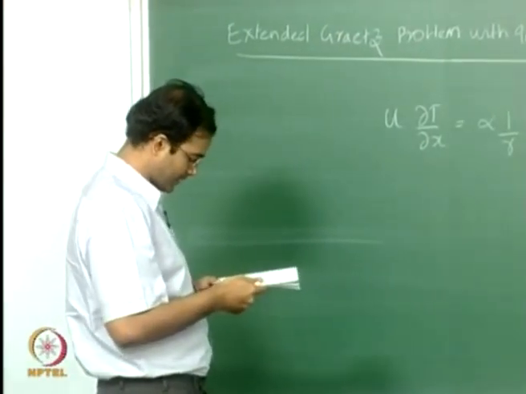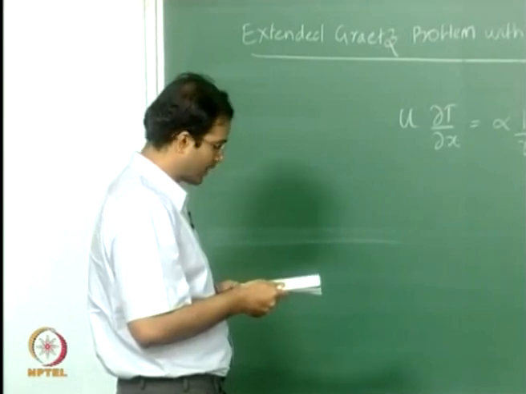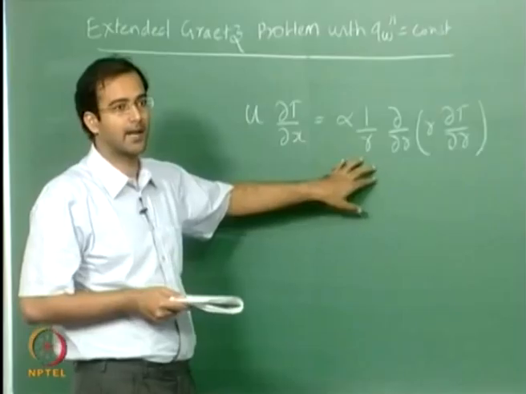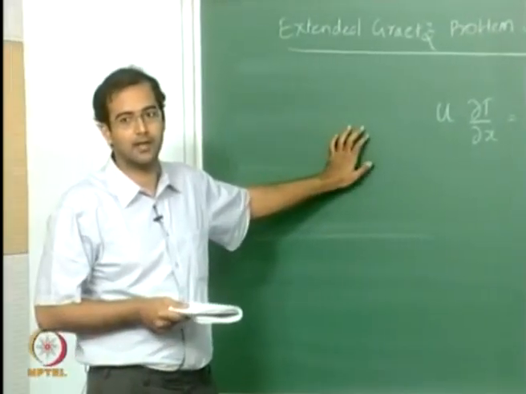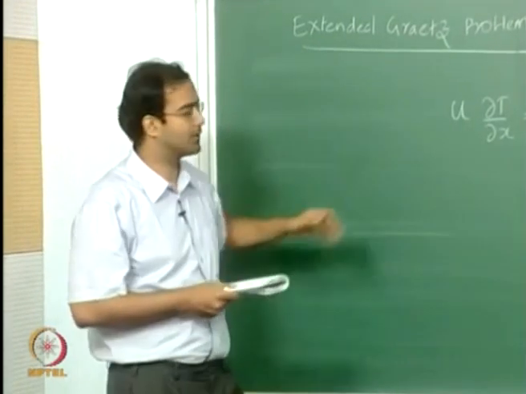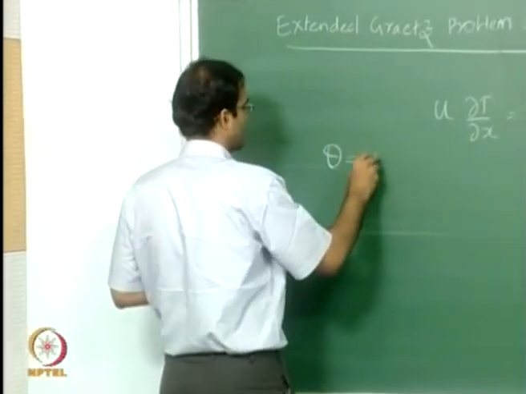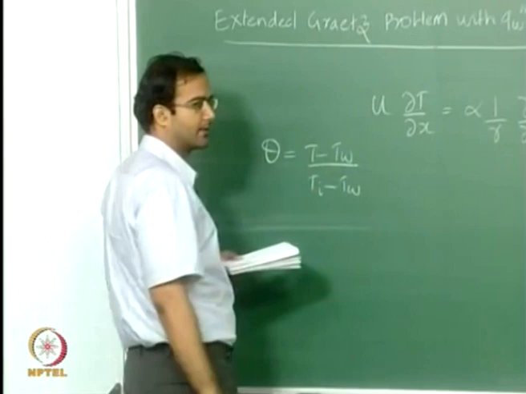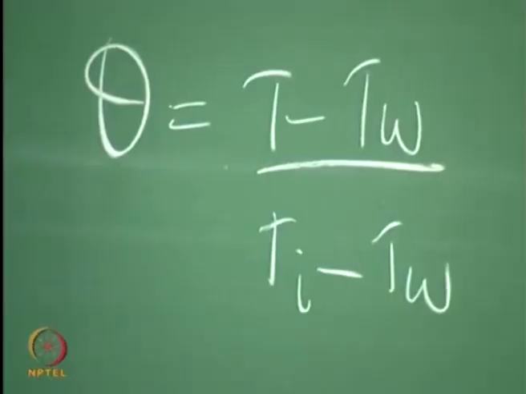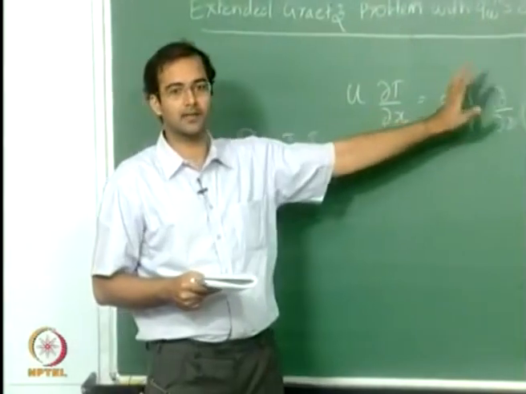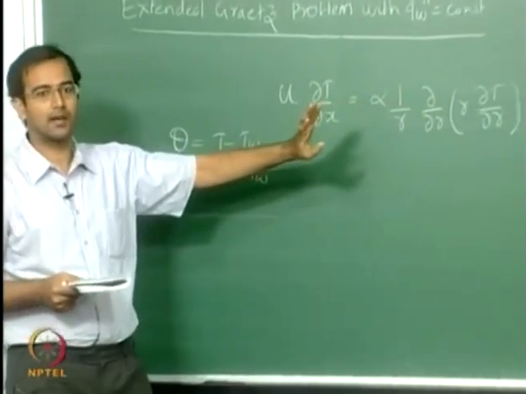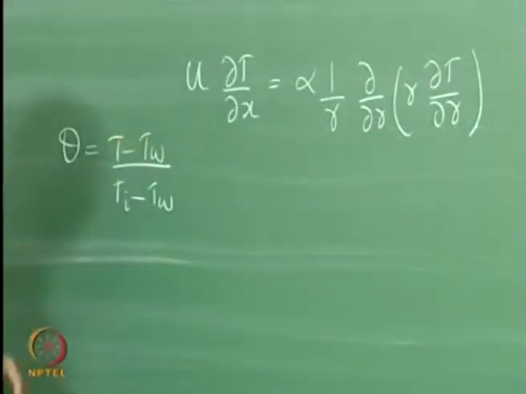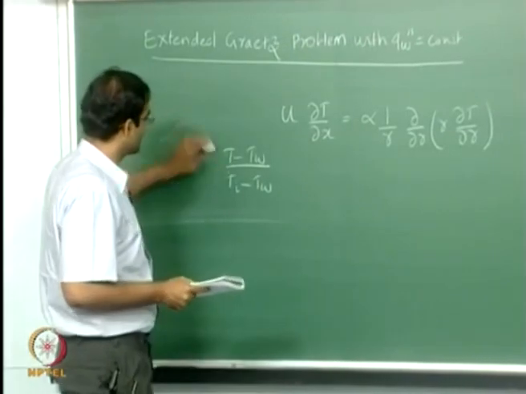What we will do here is we will not try to non-dimensionalize the temperature, because we have a constant wall flux condition, and therefore any attempt to define a non-dimensional temperature will be futile. If you define your theta as T minus T wall by Ti minus T wall, that was useful when you had a constant wall temperature. Okay, so you could take this out of the differential and it will cancel off, but in this case your wall temperature is a function of x, so therefore you cannot define your non-dimensional temperature this way, so it is better to keep it in the dimensional form. Okay, and then try to solve.